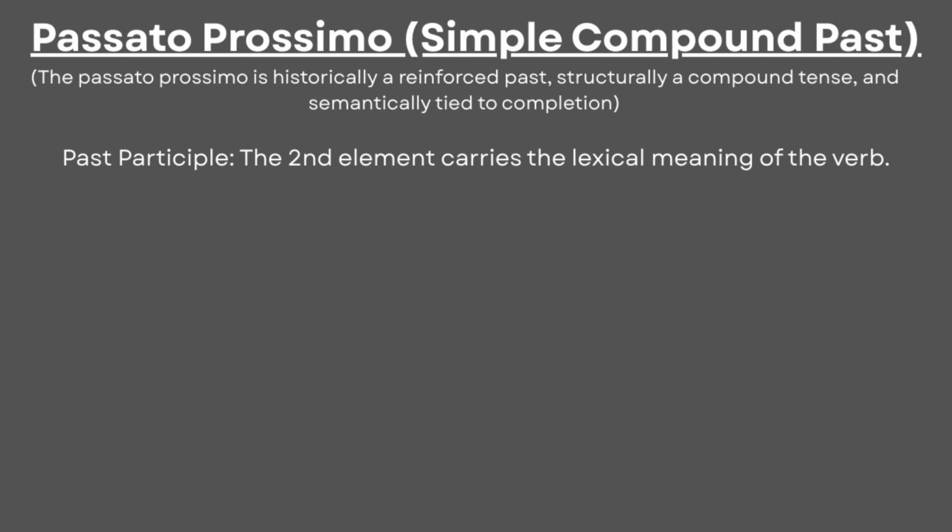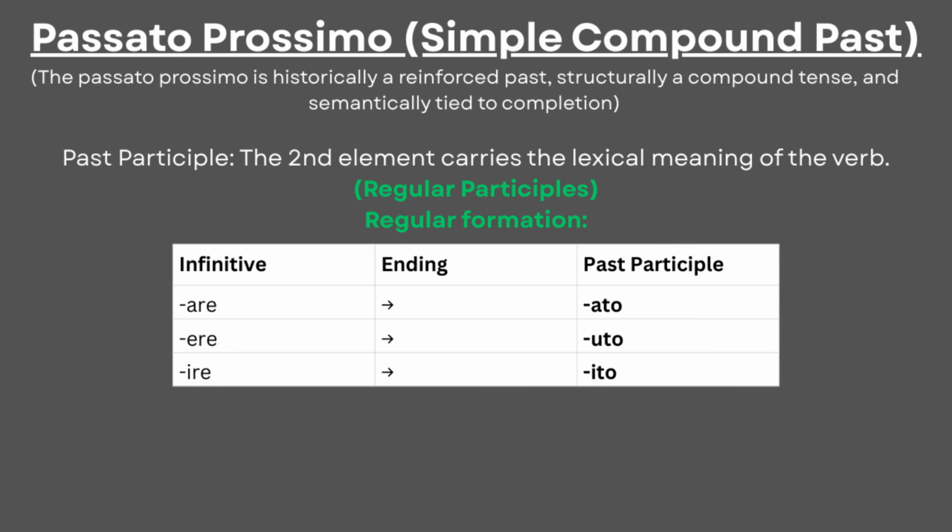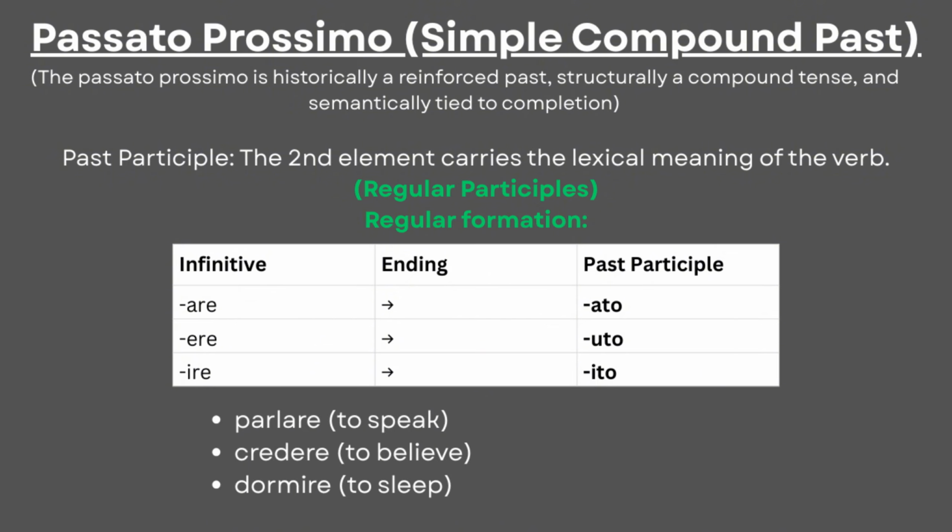The second element is the past participle, which carries the lexical meaning of the verb. For now, I will show the formation of regular participles so that we can see how to form sentences in this tense. Later, I will explain irregular participles separately. To form Italian past participles, we consider the endings of infinitives: are, ere, ire. Let's use the verbs parlare, credere, dormire.